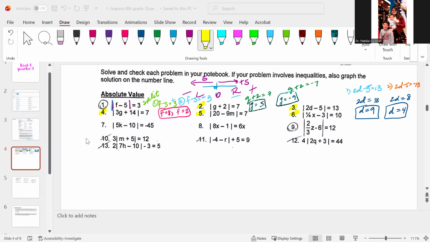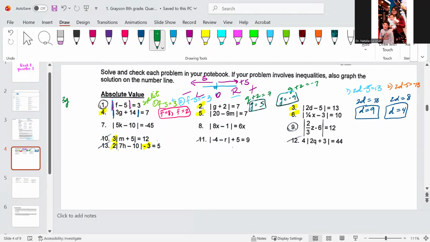Two more pages. All right, so for number 4 over here, notice how there's nothing outside of the absolute value, right? Because eventually, look over here. You see for number 10 and number 13, the things I'm highlighting are the things outside of the absolute value. Do you see that? So for number 4, there's nothing outside.